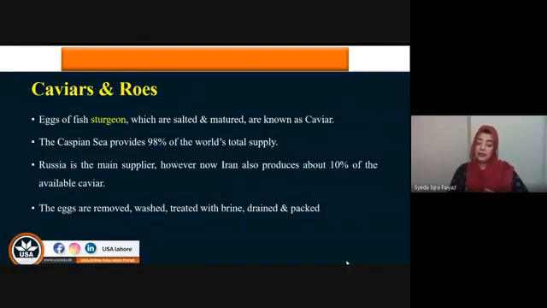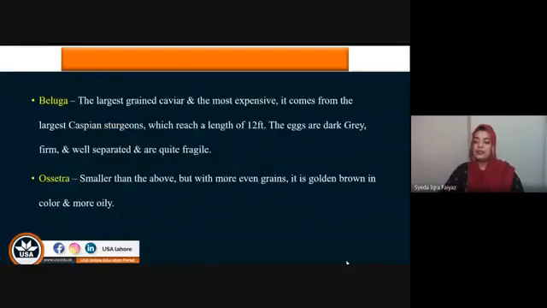And because caviar is not cooked and is taken in raw form, treatment with brine water is very essential. Right after removing the eggs, it needs to be washed properly, treated with brine, and then drained and packed. Because of that, caviar has a very strong, very oily taste.